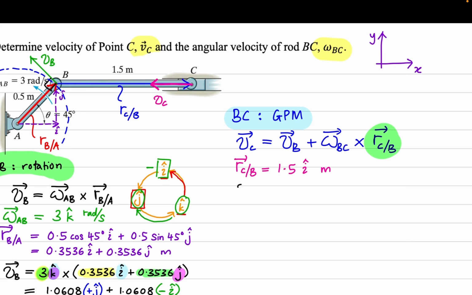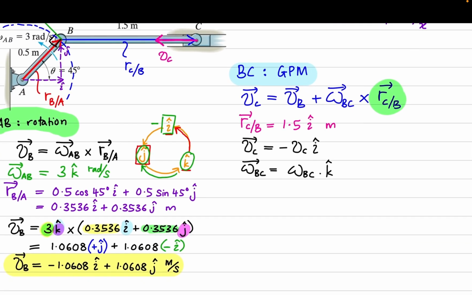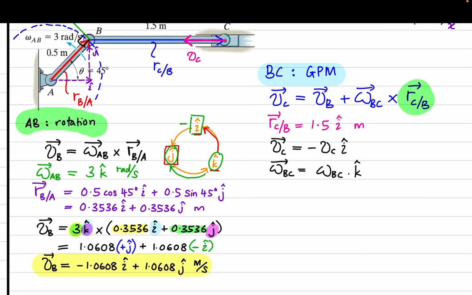So now VC, we also need to convert into a unit vector. As expected, VC is pointing to the left, so that will be negative i. We just write down minus VC i because the value is unknown. And then omega BC is also unknown, so we write this as omega BC k. Now everything has its value in unit vector form, together with VB that we calculated earlier.